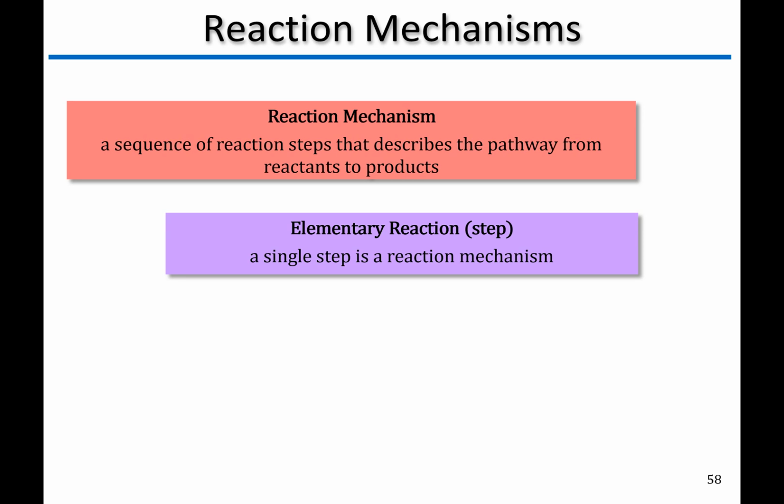So what exactly is a reaction mechanism? We discussed this briefly earlier, but it's just a sequence of reaction steps that describes the pathway from reactants to products. And these steps are called elementary reactions. An elementary reaction is just a single step within a reaction mechanism. So one of the big things we think of when we think of kinetics, from a synthetic chemist point of view, is that generally speaking, we're going to use kinetics to try to show reaction mechanisms.